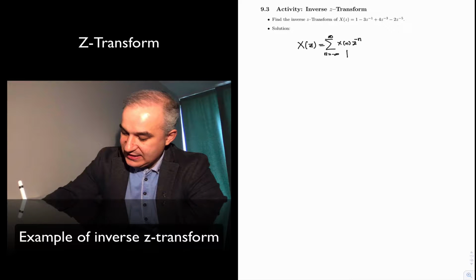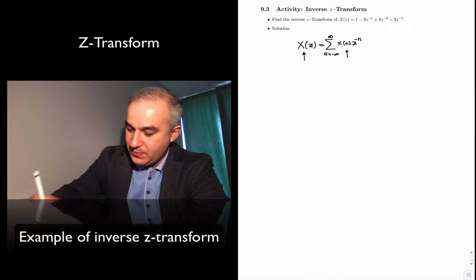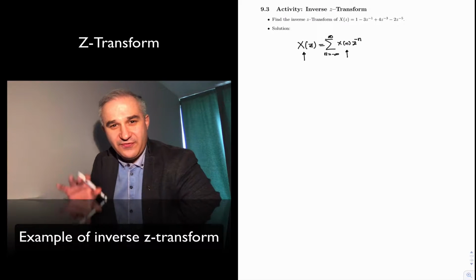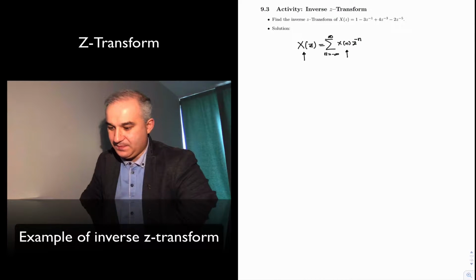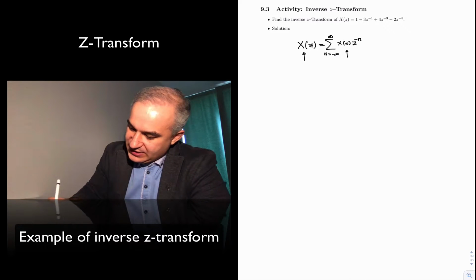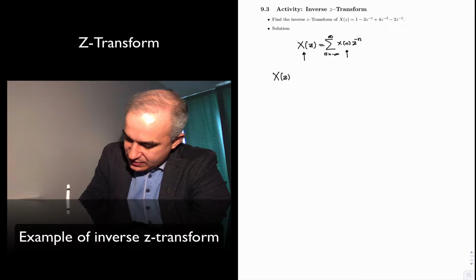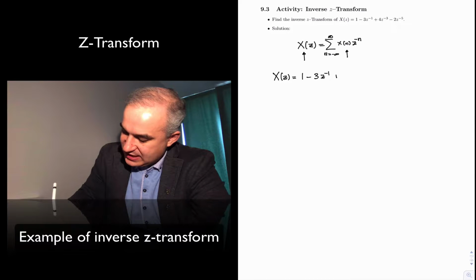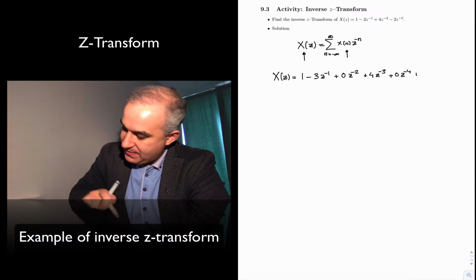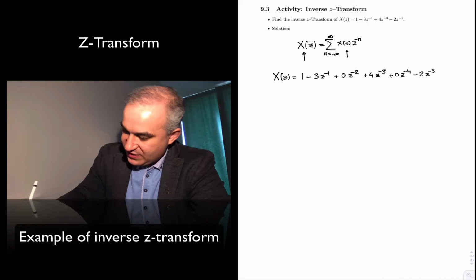And so you have a signal in n that transforms to a polynomial in z, where you have the amplitude information of that signal as well as the location of that particular sample or amplitude. So in this case, we have X of z equals 1 minus 3 z to the minus 1. We don't have any z to the minus 2, so it's helpful to indicate 0 z to the minus 2, plus 4 z to the minus 3 plus 0 z to the minus 4 plus, or actually minus 2 z to the minus 5.